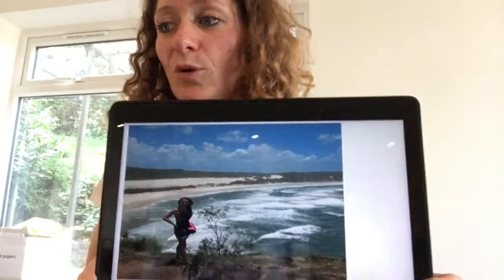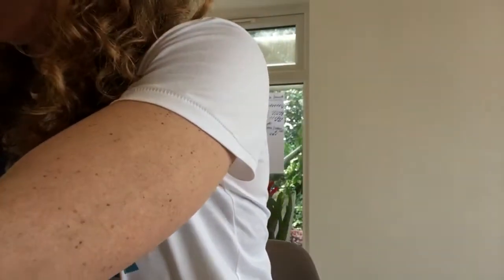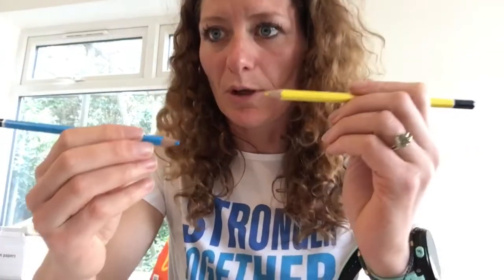Now, what you are going to do on your piece of paper is you are going to draw Fraser Island on the land and Fraser Island on the sea. Now, you're going to need a yellow pencil and you're going to need a blue pencil, okay?